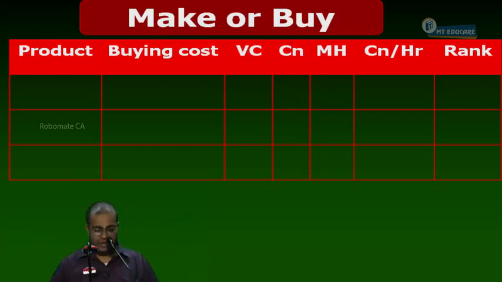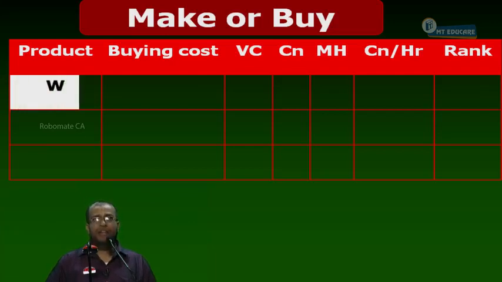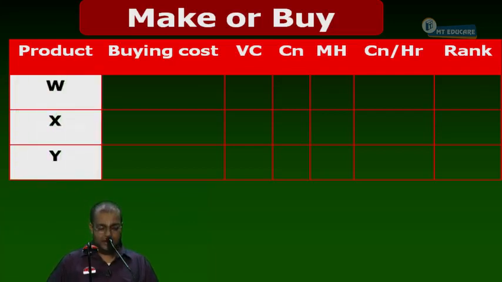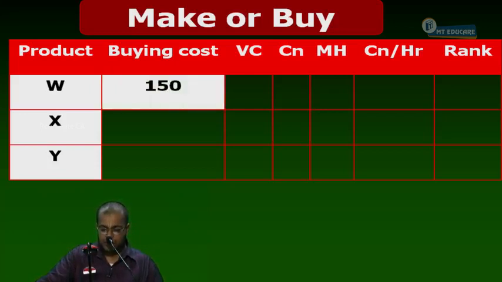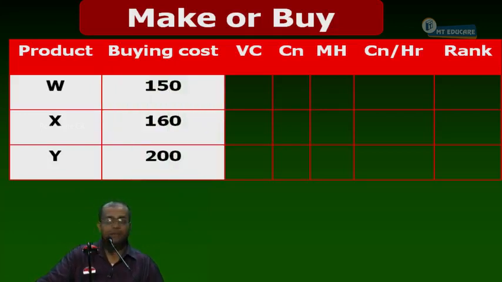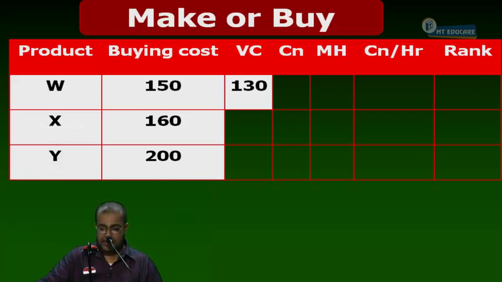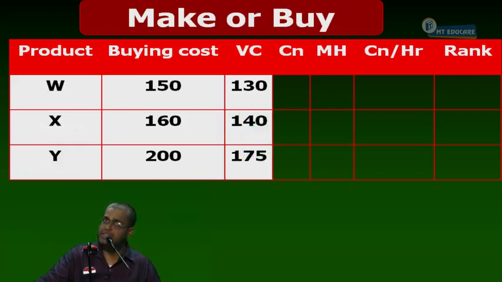Can I start off? First, tell me the products. W, X, Y. Z does not participate because anyhow it is going to be purchase, so no need to worry about it. Look at the workbook. What are the buying costs of W, X, Y? 150, 160, 200. What are the variable costs? 130, 140, 175.